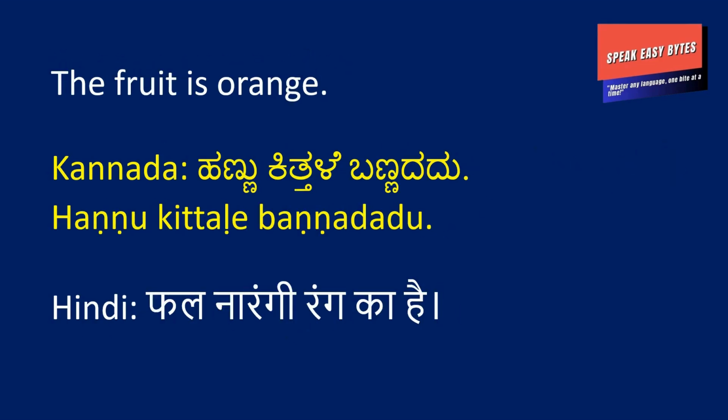Next sentence. The fruit is orange. Here we are talking about the color. So the fruit is orange. In Kannada they say hannu kittale bannadadu. And Hindi they say phal narangi rang ka hai.